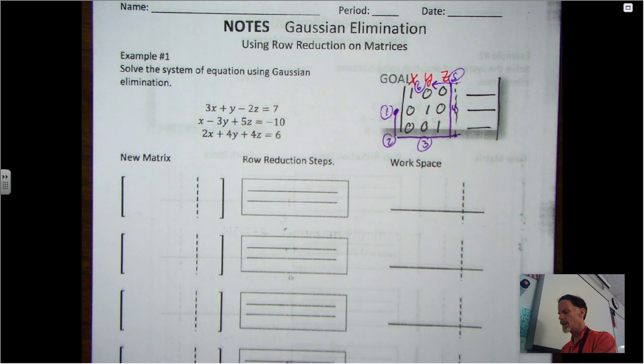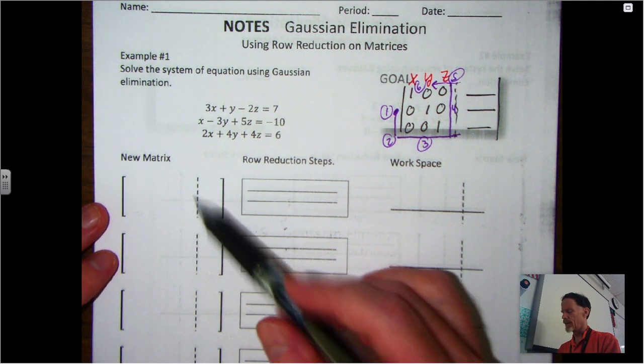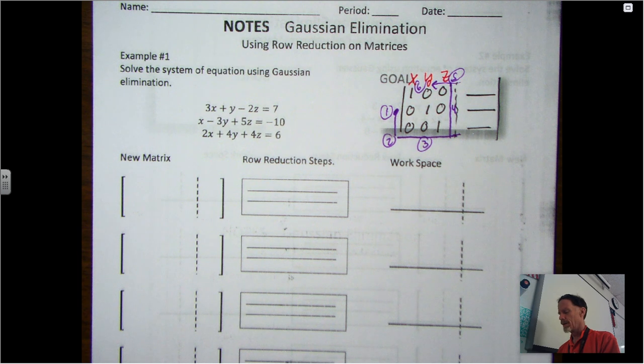As we set up our initial matrix, let's keep in mind what we're allowed to do. We're allowed to multiply a row by anything, divide a row by anything, and combine rows and then replace one of those rows with the answer. The other thing we can do is switch rows around, just change the order.